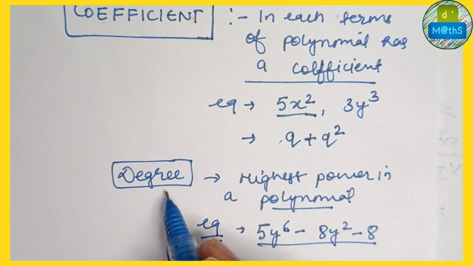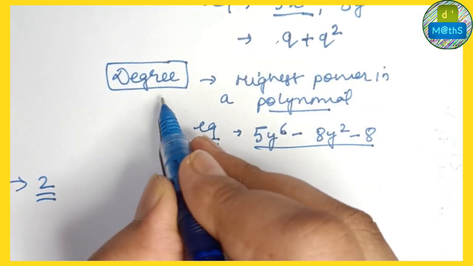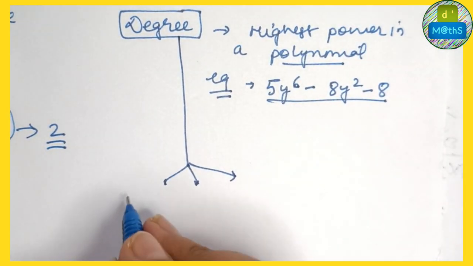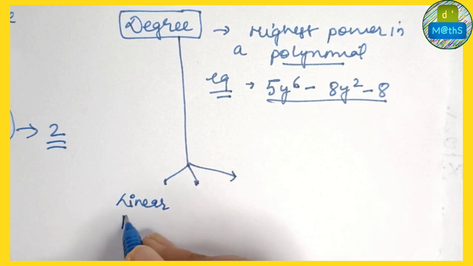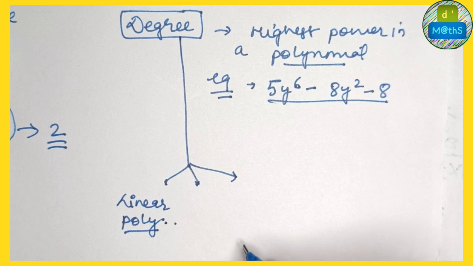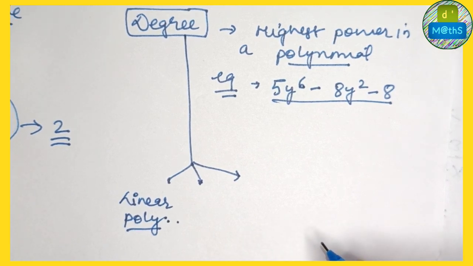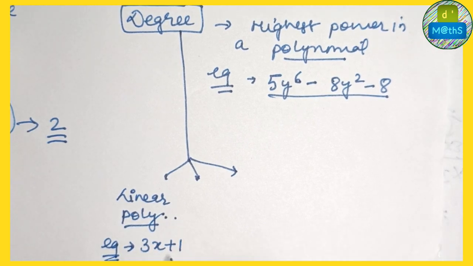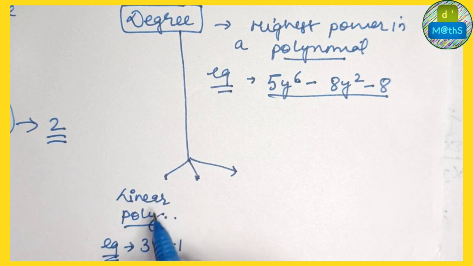Now the degree can be further divided into three types. So what are the three types? One is the linear polynomial. So what is a linear polynomial? A linear polynomial is such a polynomial where the degree is 1. For example, 3x plus 1. So 3x plus 1 is a linear polynomial. Why linear polynomial? Because the degree of that polynomial is 1. Here x to the power what? Nothing is written, so you can assume that x to the power 1 is written. If x to the power 1 is written, that means that polynomial has degree 1, and hence it is called a linear polynomial.